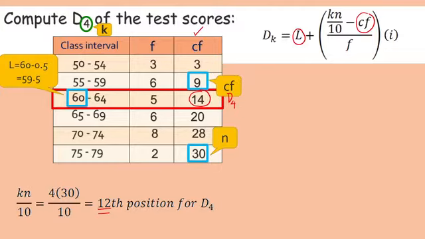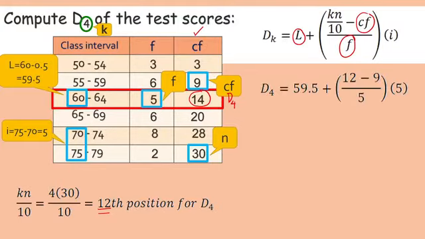Okay? What about the F? What's the frequency of the class that contains the fourth decile? 5. Okay, that's your F. Next, we have the class size. What's the class size? 5. That's 75 minus 70. You'll get 5 there. So substituting everything to our formula, we will have this. So we have the lower boundary, that is 59.5. Kn over 4, that's 12 over here. Then we have CF, that's 9, over F, that is 5, times the class size, that is 5.